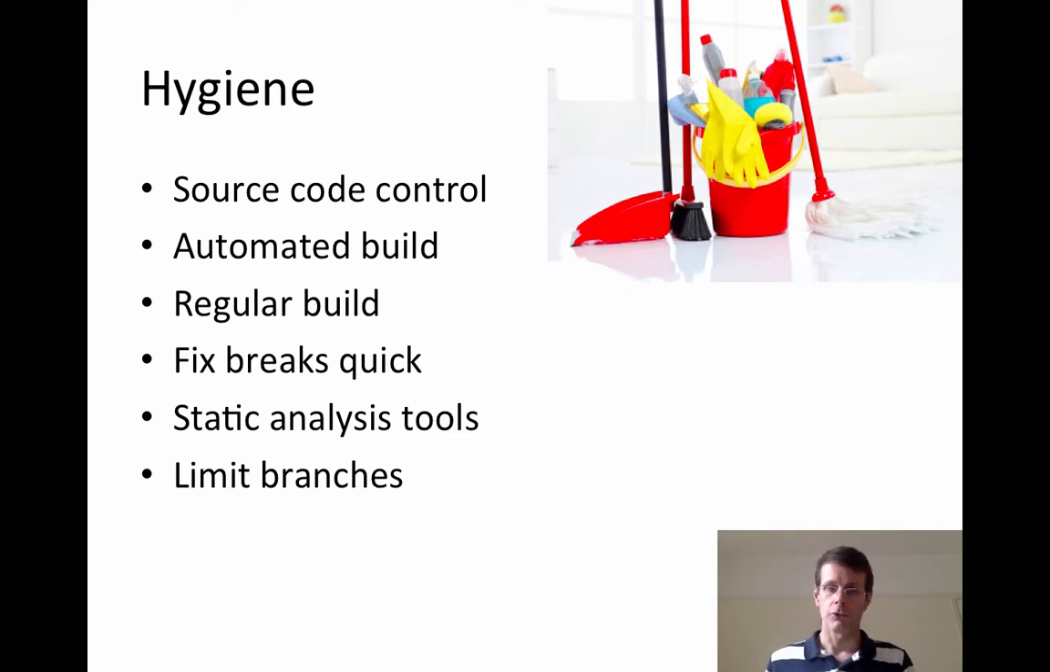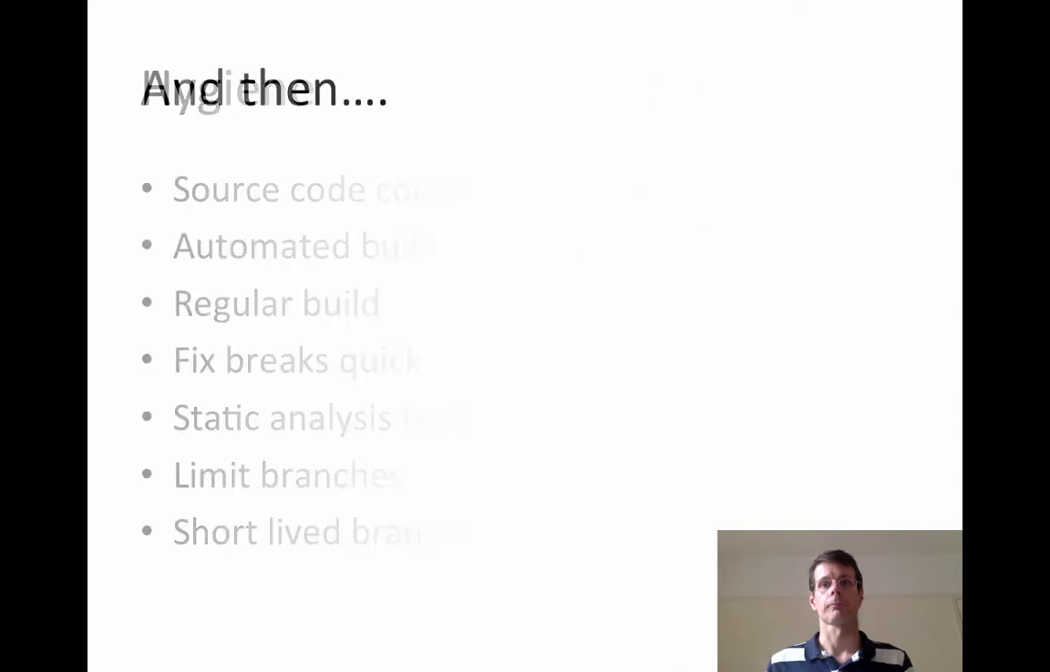And when you've got source code control, limit the number of branches you have. I'd rather you didn't have any branches, but at least limit the number of branches you have. And those branches should be short-lived branches. They're not branches that exist for days or months anymore. They're branches that exist for hours and days at most, and you're always bringing them back in.